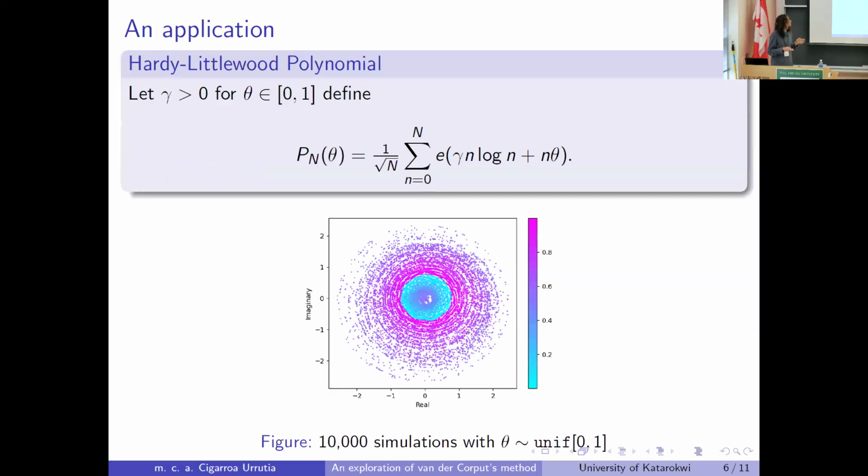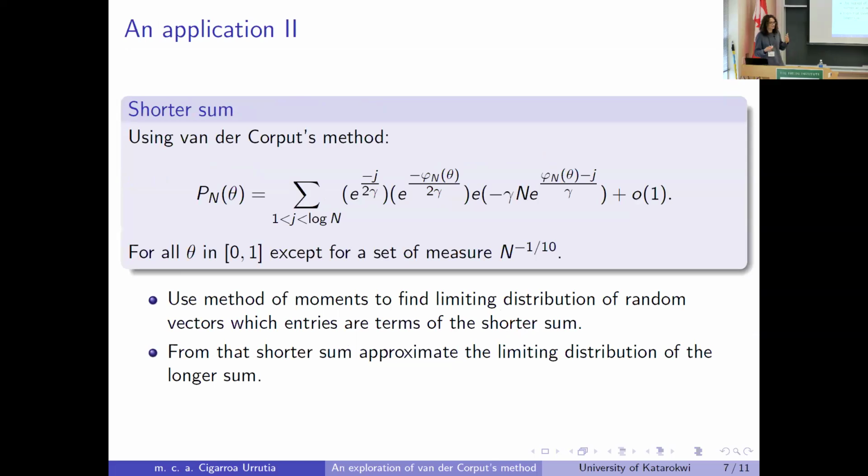So for my research, I'm just applying it to a particular Hardy-Littlewood polynomial, where we added an extra gamma, which can be any real number. And yeah, this is a little bit more probabilistic. We're trying to find the limiting distribution of these polynomials, which a simulation might give us the intuition that it might be quite nice. So the key ingredient again is the van der Corput method.